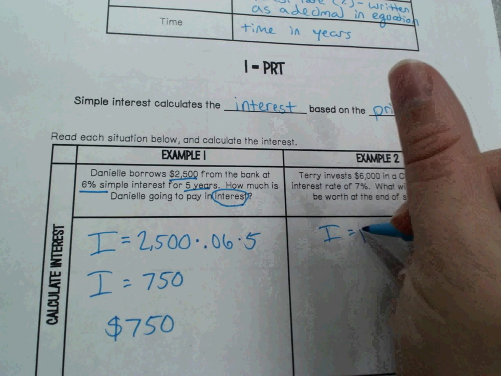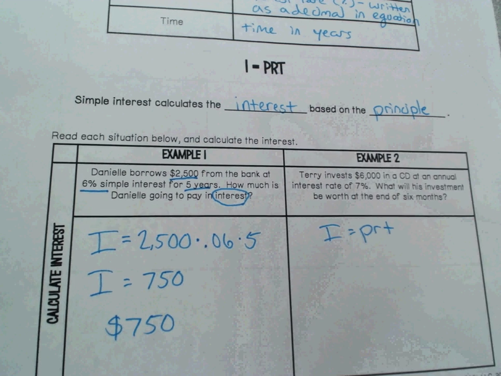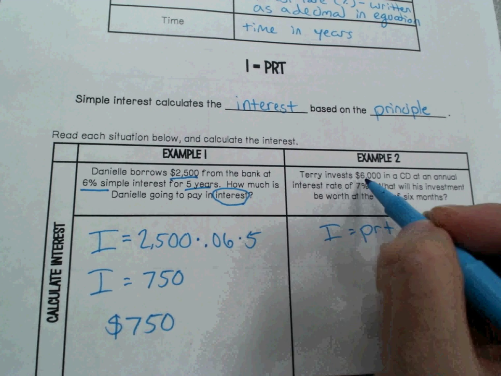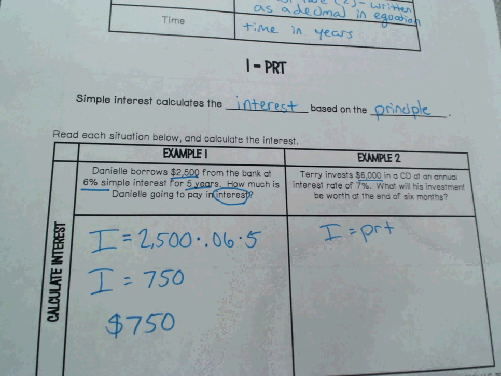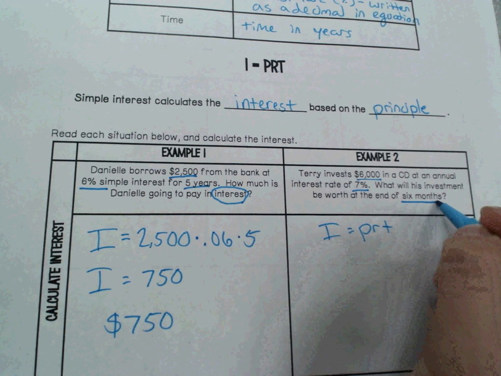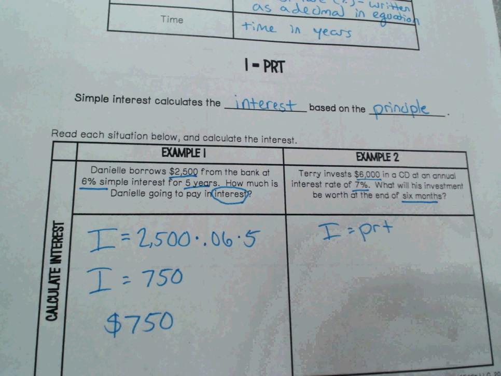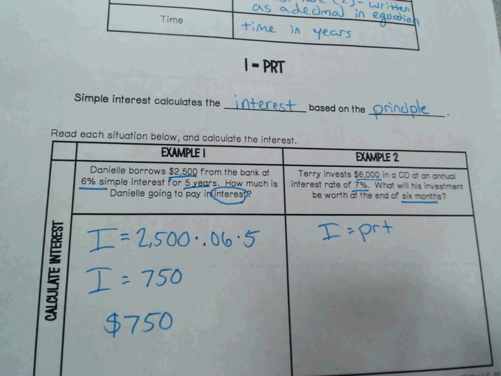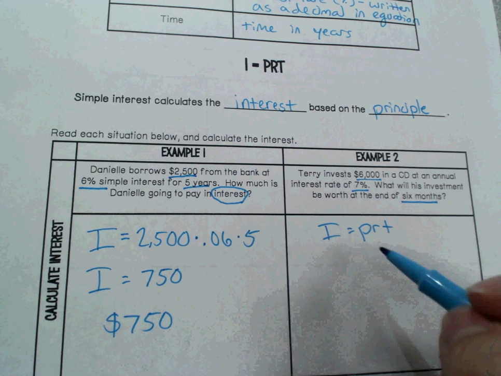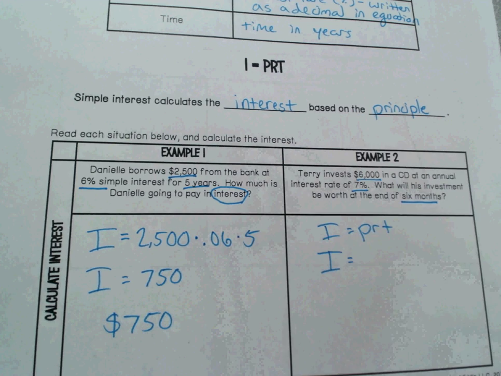It helps to write the equation, so you know what the equation is. I equals PRT, just get used to writing it. Terry invests $6,000 in a CD at an annual interest rate of 7%. What will his investment be worth at the end of 6 months? Again, we want to find the interest, how much money he'll get after 6 months. That's what we're trying to find, so we'll keep that as the variable.